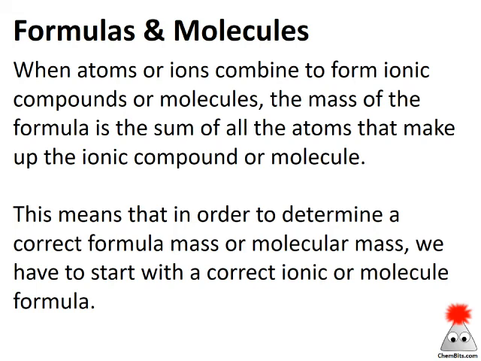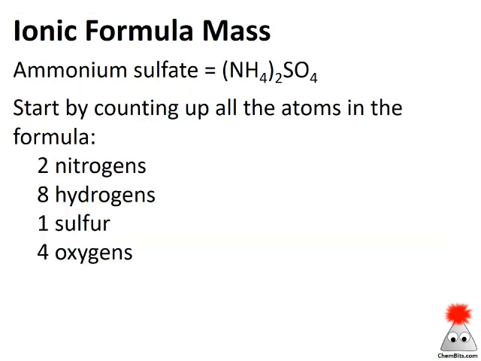So let's look at a couple examples. First of all, let's look at an ionic formula. Ammonium sulfate. I've got my formula for ammonium sulfate written here. Sulfate is a negative 2 polyatomic ion. Ammonium is a positive 1 polyatomic ion, so I need 2 ammoniums for every sulfate.